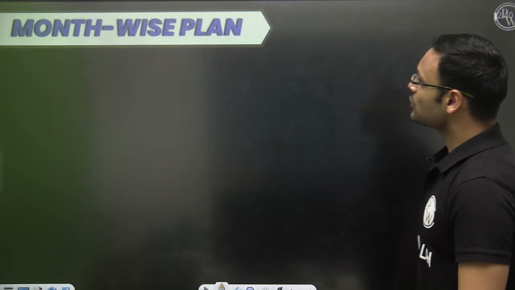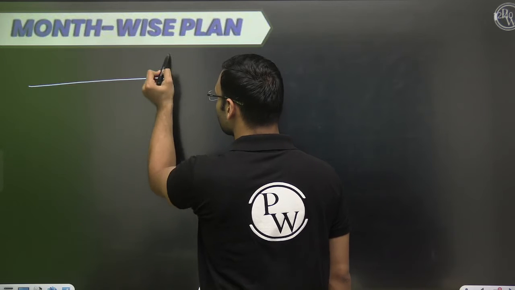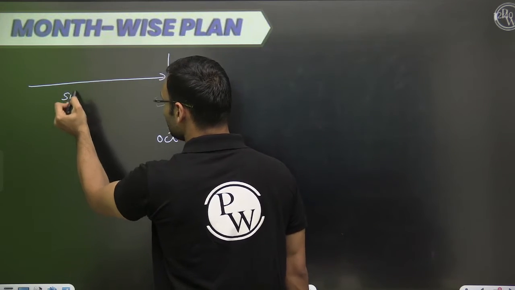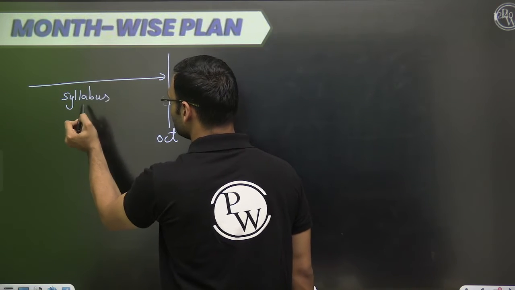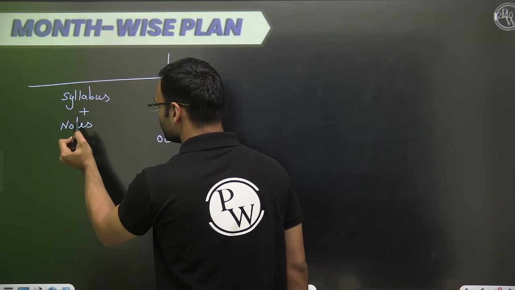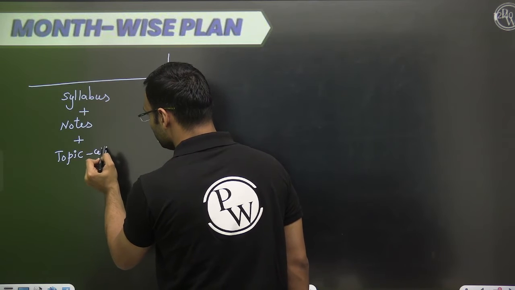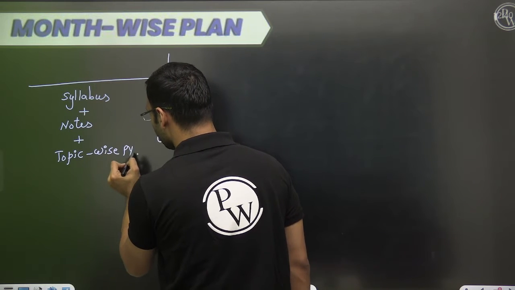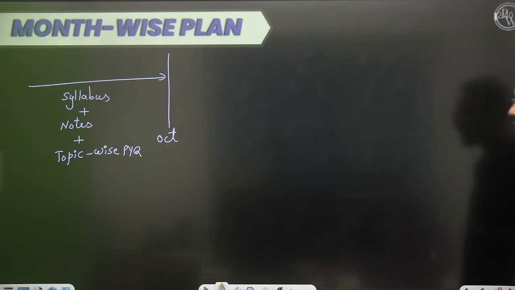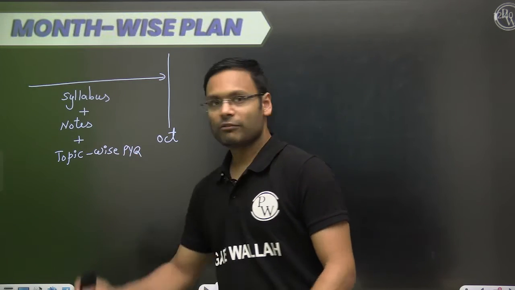Now, let's go with the month-wise plan. What I am saying is, finish your syllabus till October. October, syllabus over: learning of the courses one time, then notes, then topic-wise PYQ. This is what I want you to finish till the October month. At the end of October, you should have the entire syllabus completed with notes making and topic-wise PYQ.